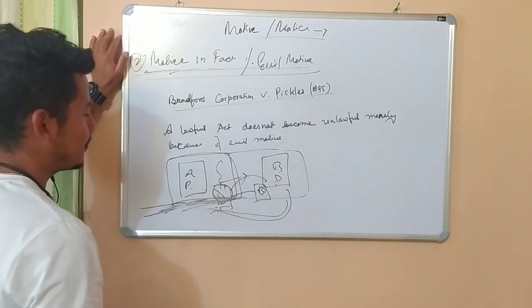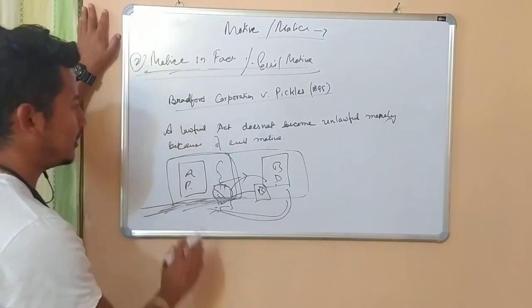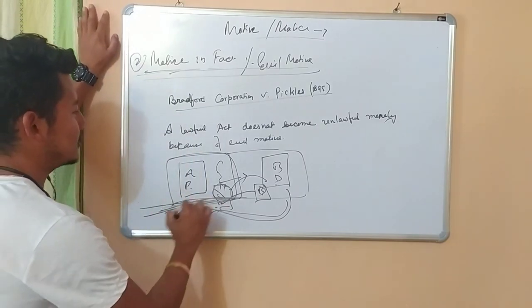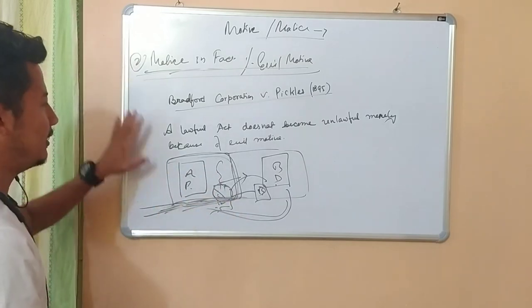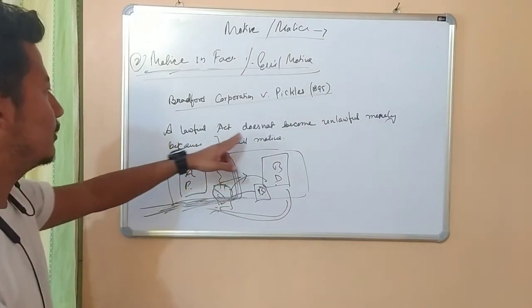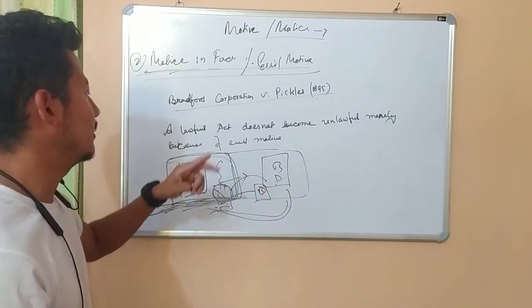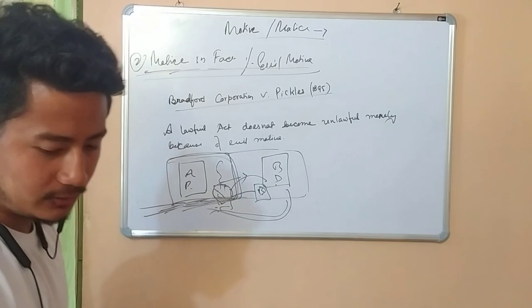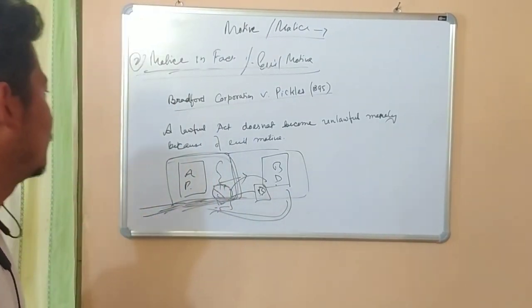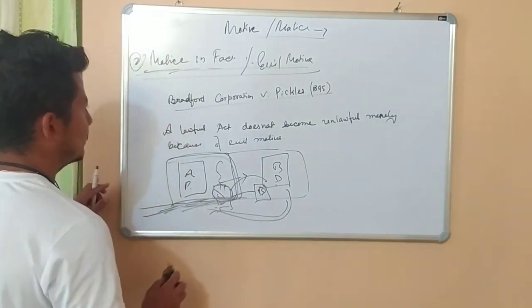At his price. So though he has an evil motive, the act is not unlawful. The act is completely justified on the ground of law. So that's why it is said that a lawful act does not become unlawful because of evil motive. Okay. So now I think it is clear to you. This case is really important. Redford Corporation versus Pickles.